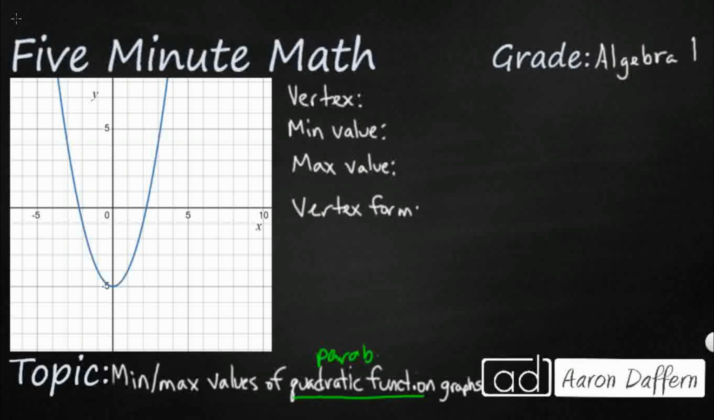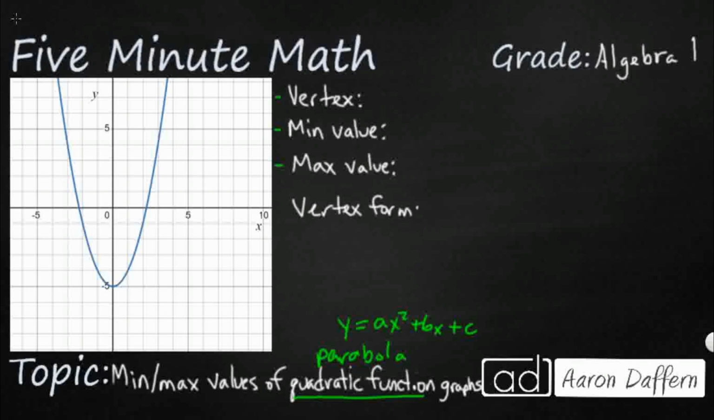And so if we were to look at the standard form, it would be something like this: ax squared plus bx plus c. Now, we're not actually given the equation, and we might be asked, what is the vertex? What is the minimum value? What is the maximum value? So what are those things?